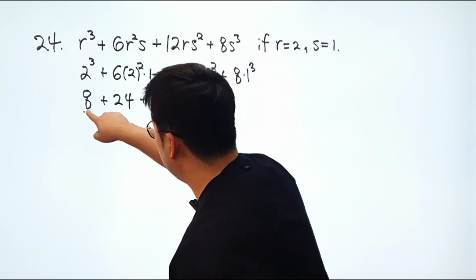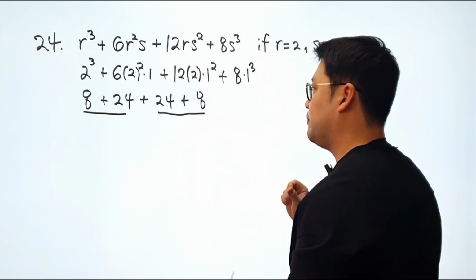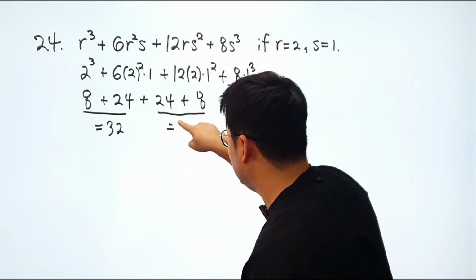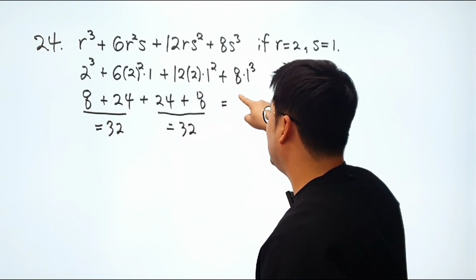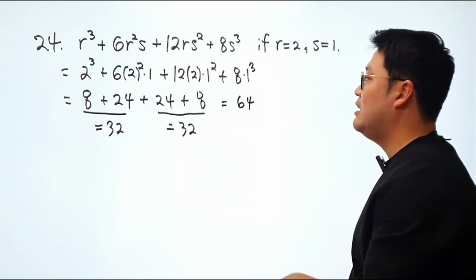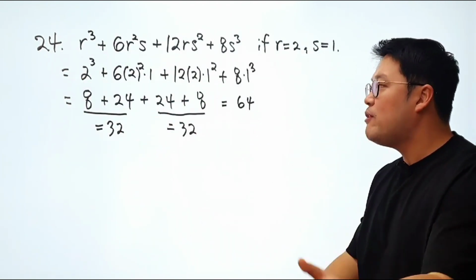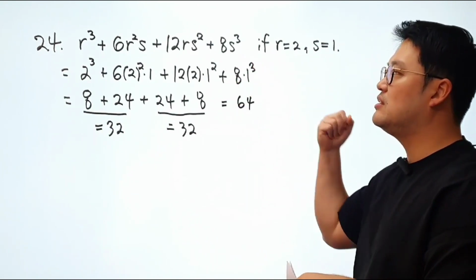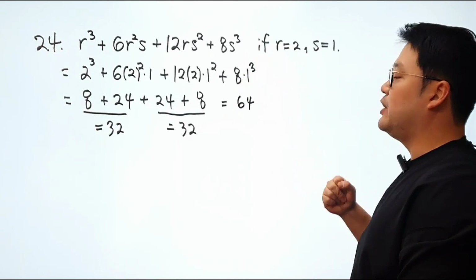So let's group the first two and the last two. You can check that these are 32, and we also have another 32 out here. So eventually we get 64. We get 64 by evaluating. Now, what if you want to try something else? What if you want to solve this without using the substitution?